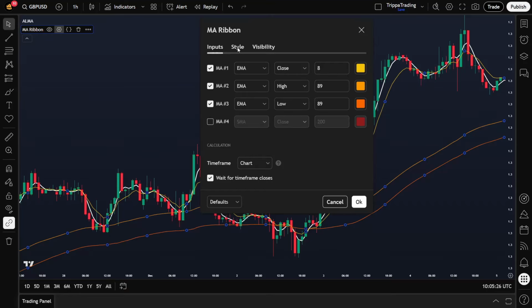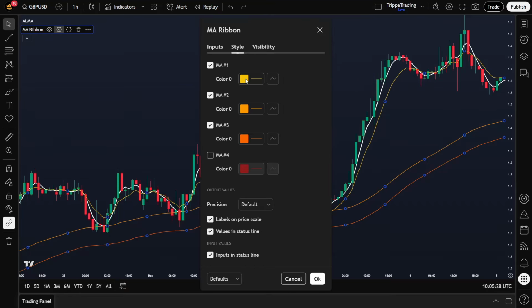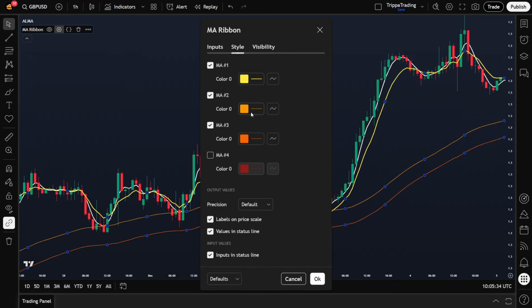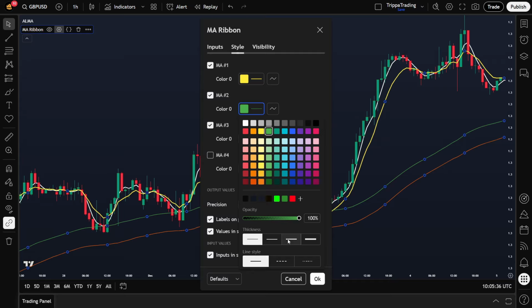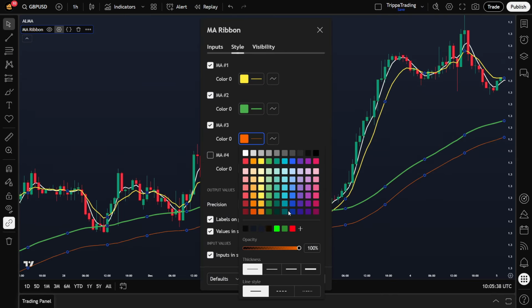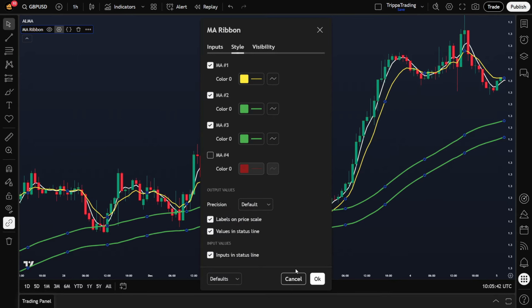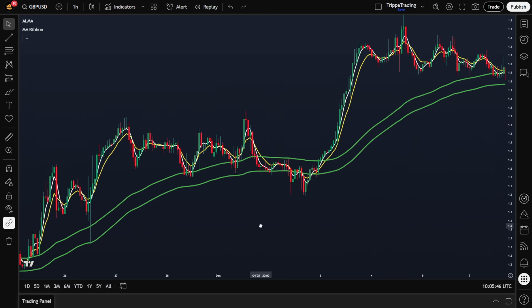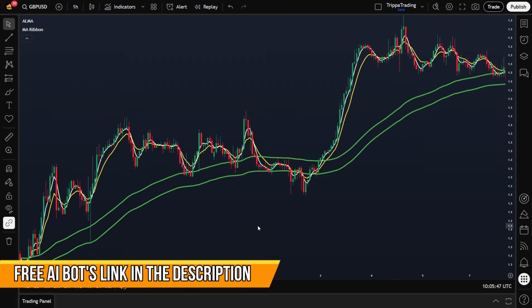Now change the colors so it's easy to read. Open the Styles tab, and the first EMA, which is the EMA 8, should be yellow, and the other 2 lines should be green. Also, increase the thickness of all lines so everything is clearly visible. These are going to be all the changes we will do for this indicator, and at this point, the chart is fully set up. Now let's focus on how this strategy actually works.